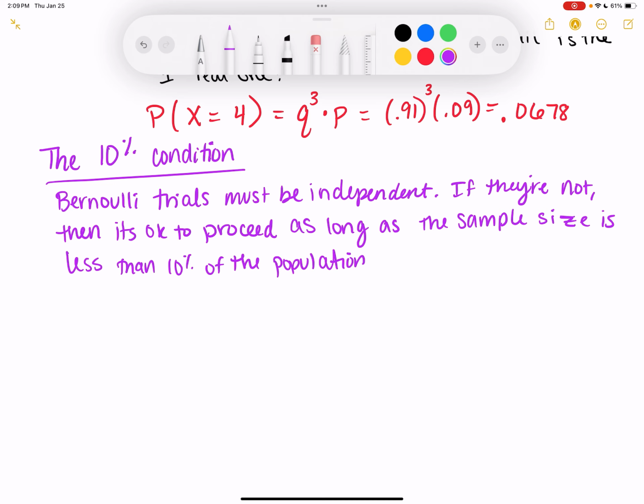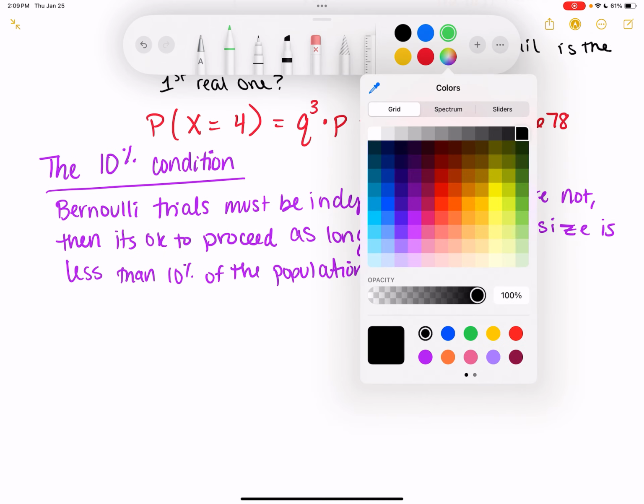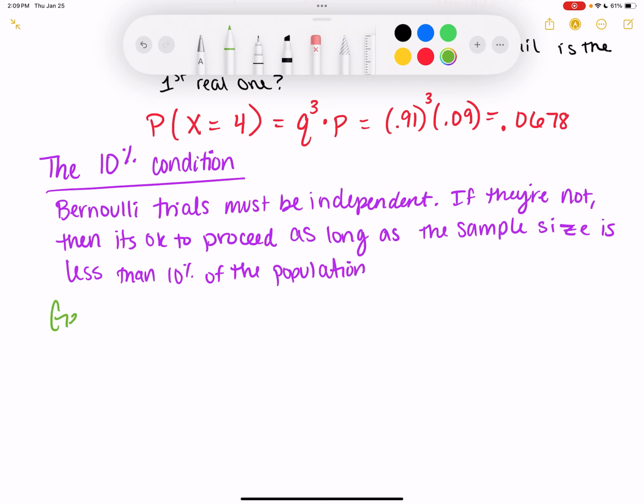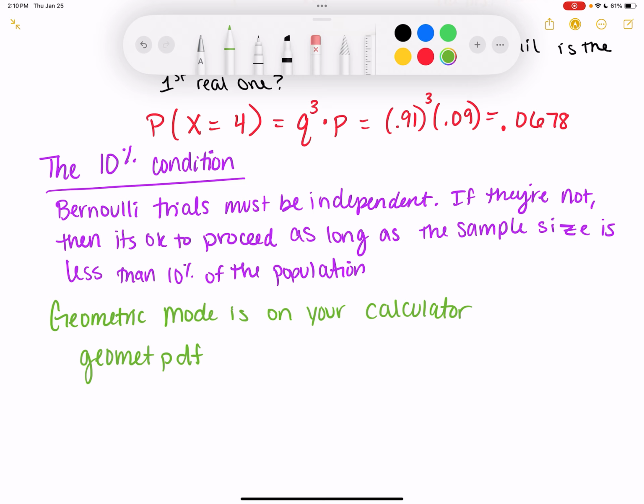All right, for some calculator stuff. The geometric models are on your calculator. That's when you get to get excited. The one is called GEOMETPDF. So geometric PDF is what that symbolizes. And this is for an individual outcome. Geometric PDF is P of X.